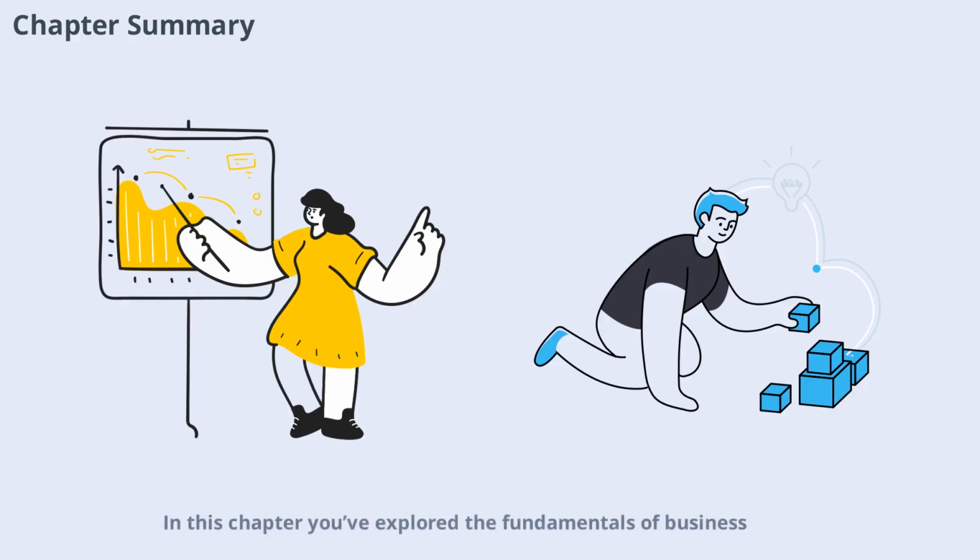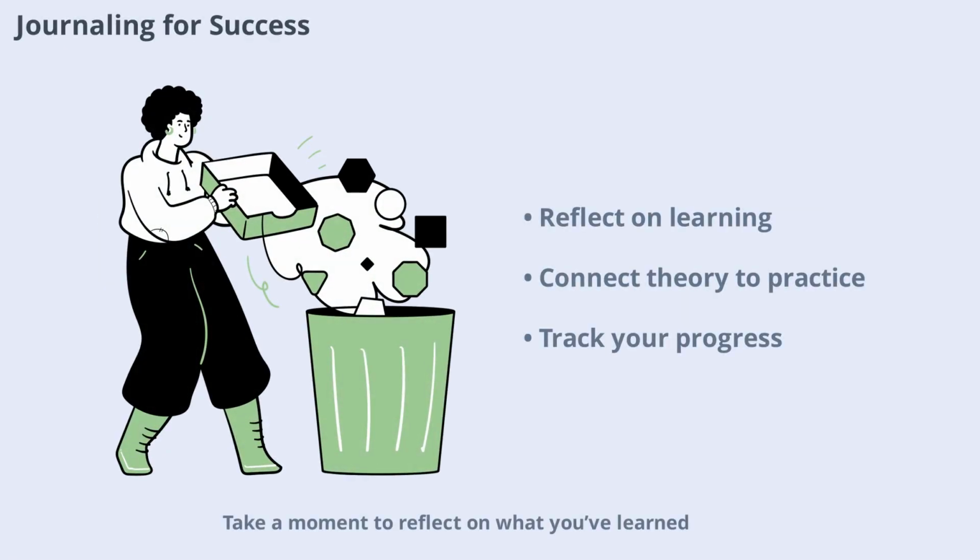In this chapter, you've explored the fundamentals of business, from defining key terms to understanding economic systems, competition, and accounting. You've seen how businesses rely on resources, adapt to economic cycles, and use accounting to guide decisions. Whether you dream of starting your own business or want to understand the world better, these basics will serve you well in any career. Take a moment to reflect on what you've learned.